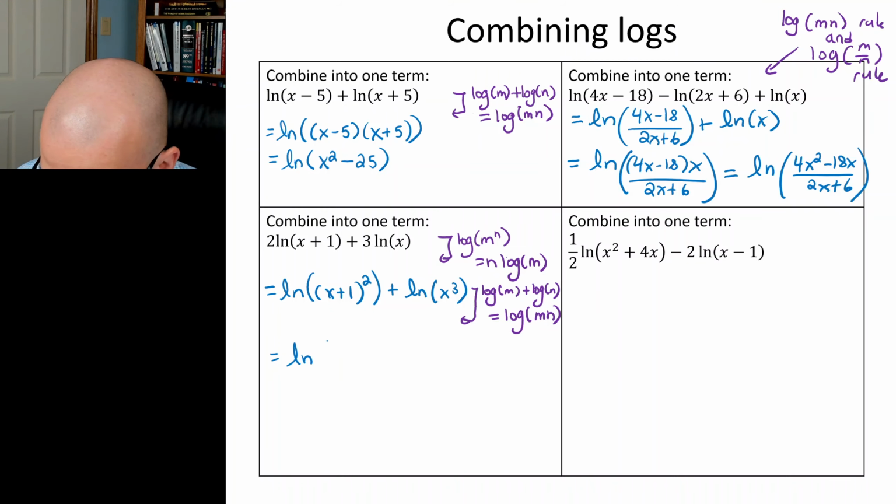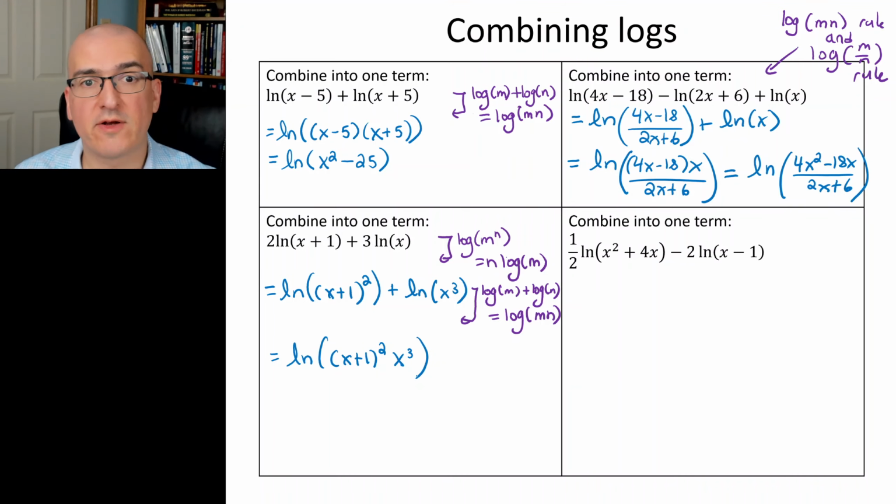So we have the ln of (x plus 1) all squared times x cubed. And that's been combined into one term. You can FOIL it out if you want, expand, or leave it alone. It's up to you.